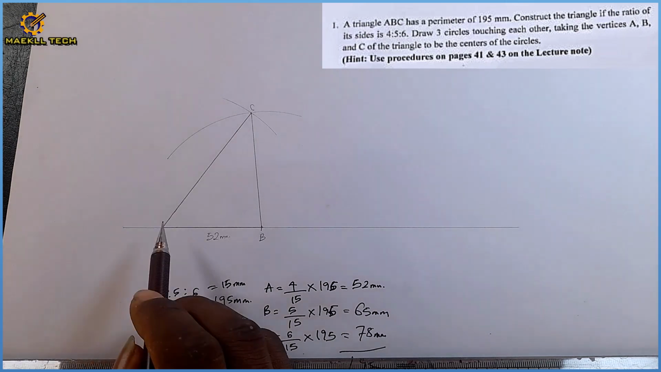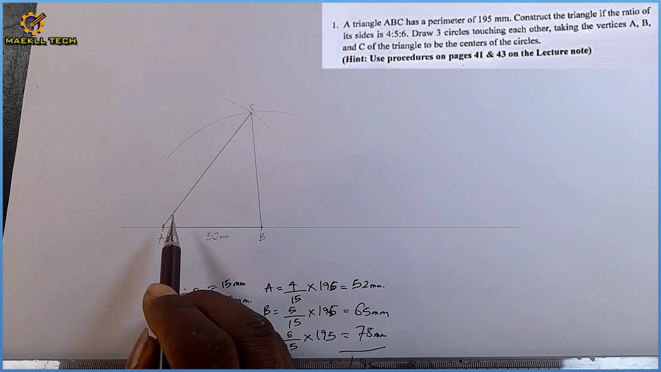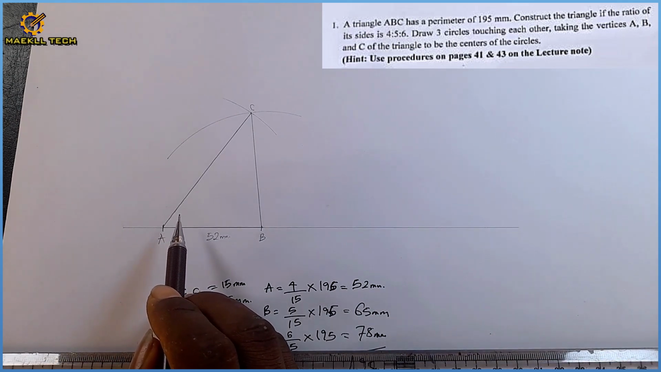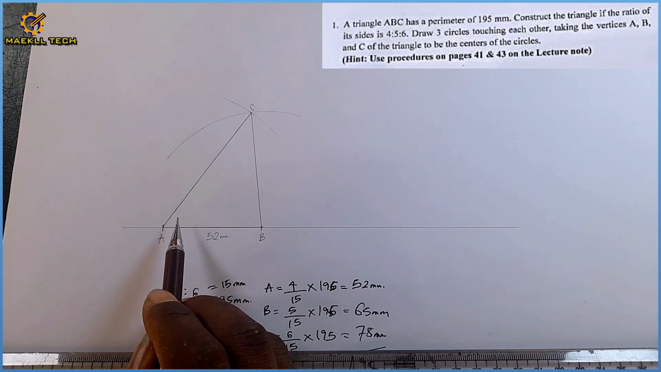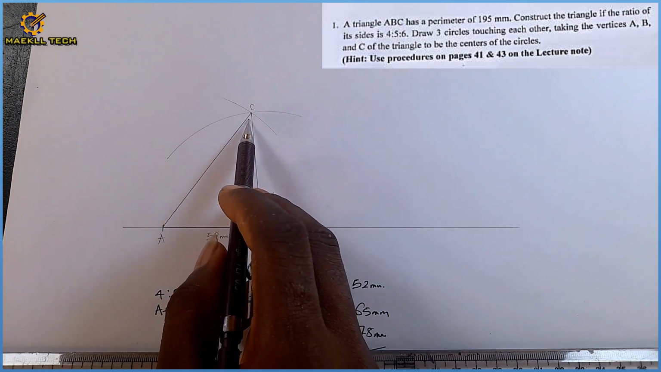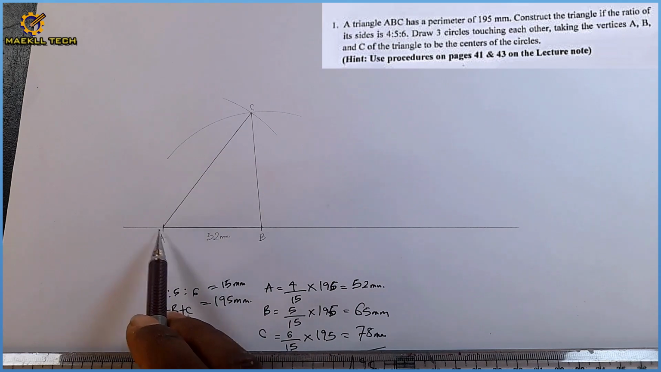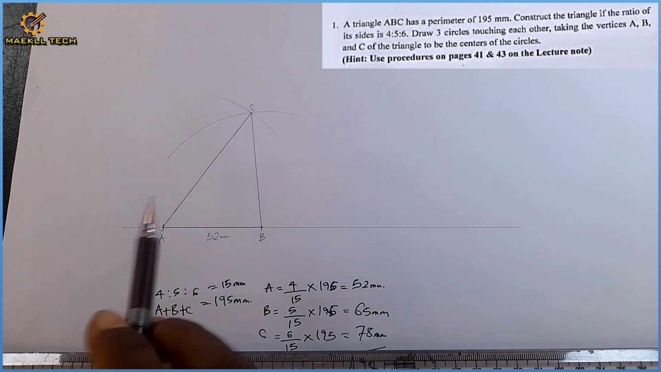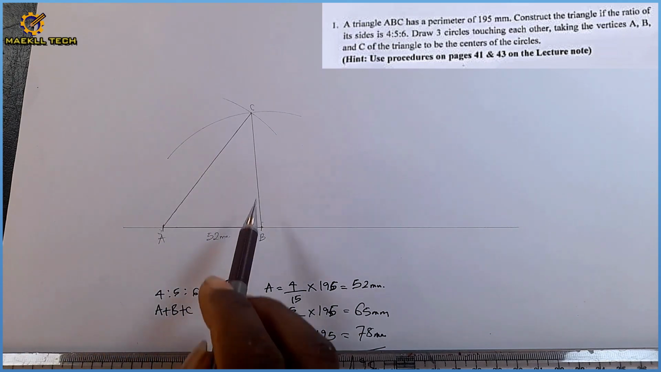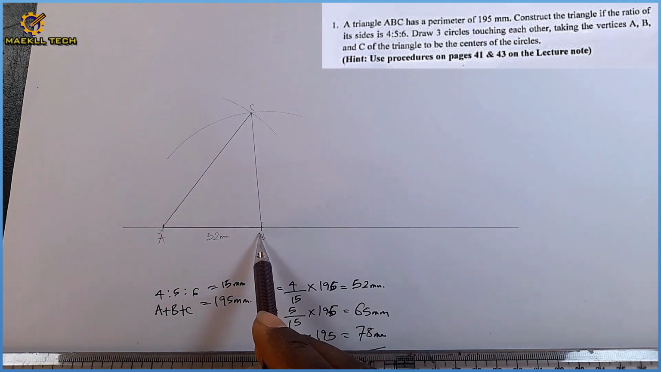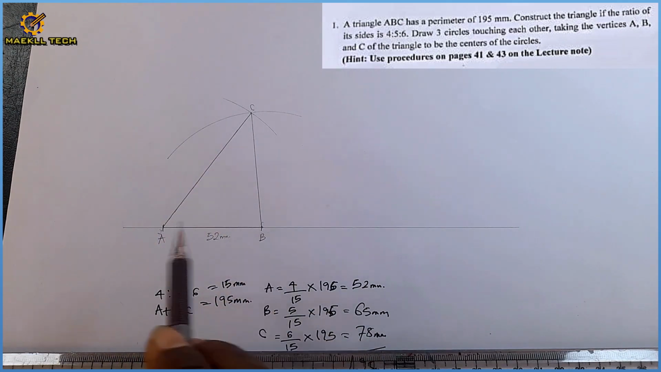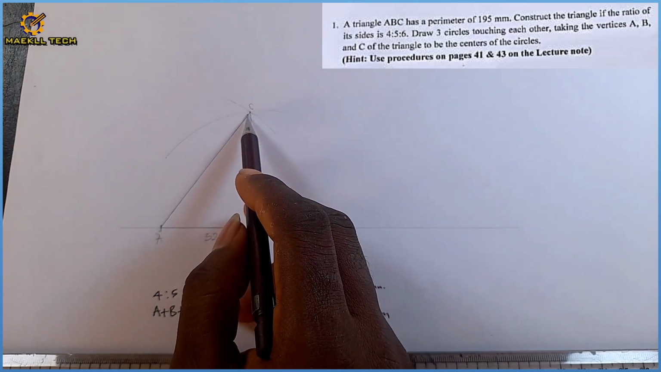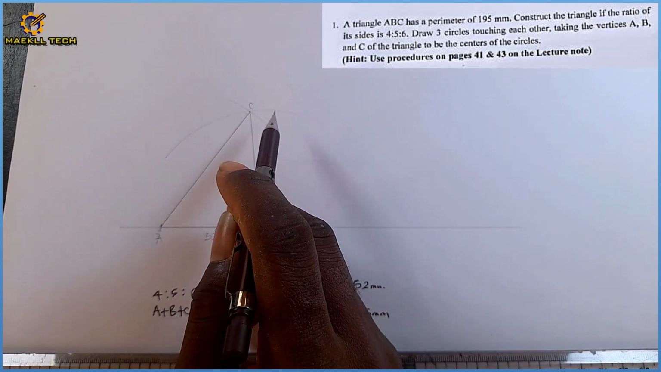Vertices refers to a point where 2 lines meet. So line AC and AB meet at mark A, so I'm having a vertex at A. Line AB and line BC meet at B, so I'm having a vertex at point B, and line AC and BC also meet at mark C. I'm having another vertex at mark C.